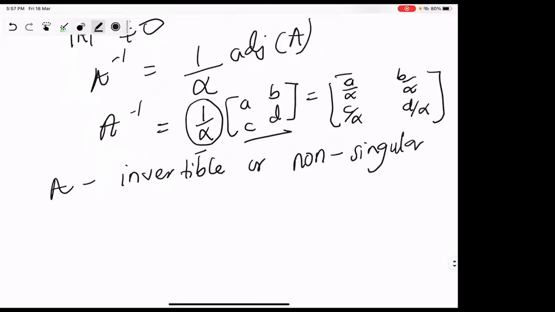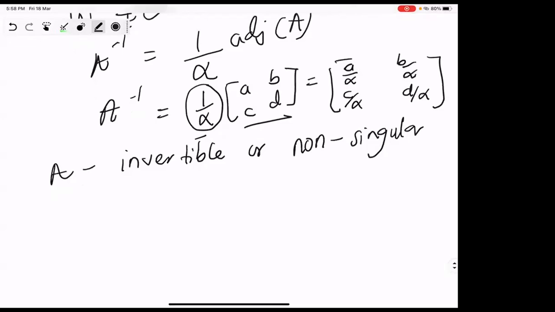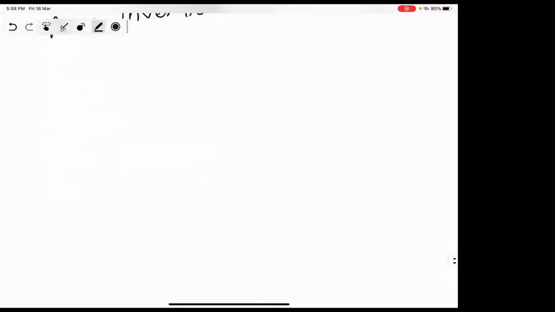Okay, now let's look at how to find the inverse if it exists, and how to proceed if it does not exist.